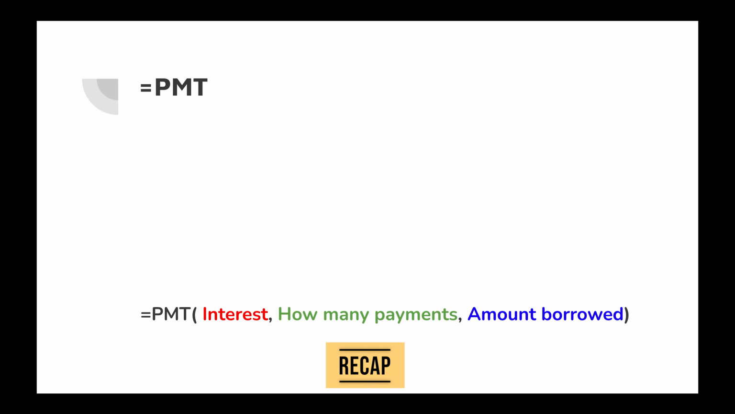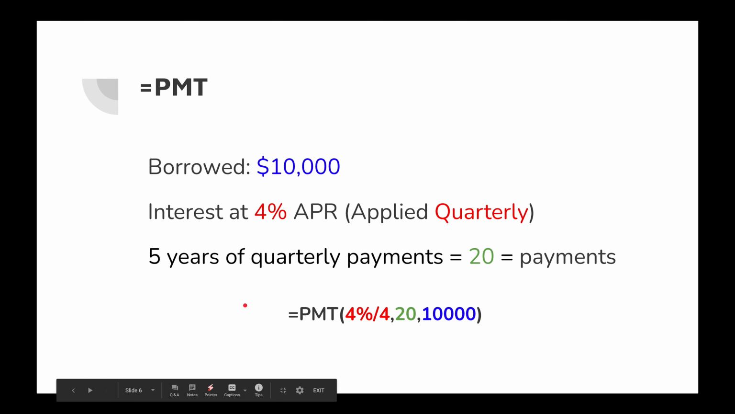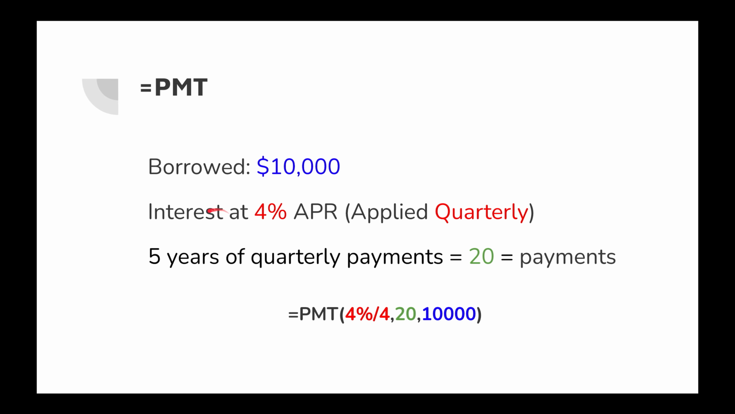To recap, to use PMT, you need these three things, but you need to really understand how to get these numbers. If the interest rate is only applied 4 times a year, then you would divide by 4. If the loan is 5 years, but you have to pay 4 times a year, then the payment is 20.